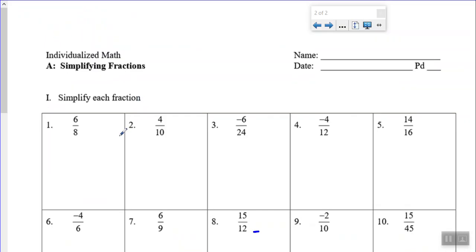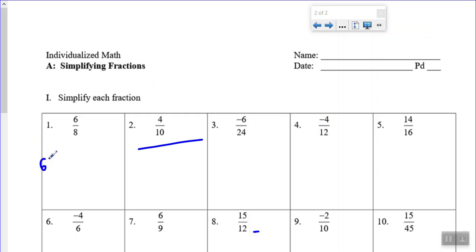So we went over steps of how to simplify fractions, but I did not show a lot of examples. I showed just one example. So I want to show more examples of how to simplify fractions. Also, it has positive numbers and negative numbers too. So let's go over the examples.